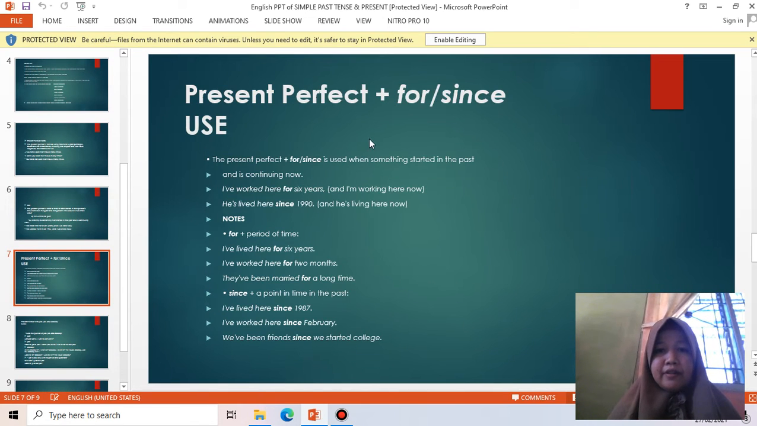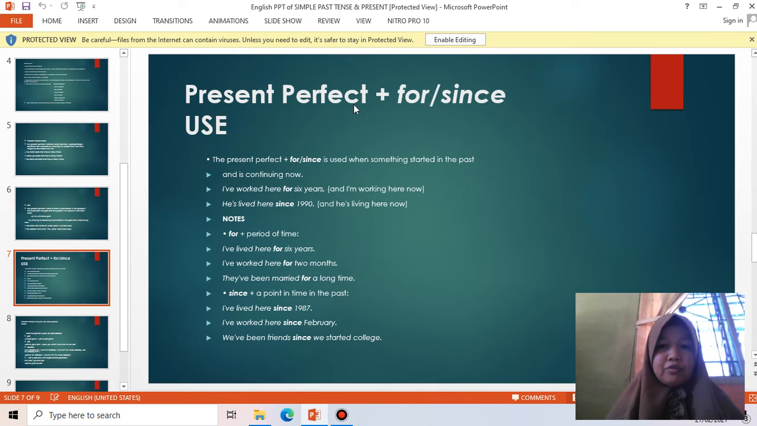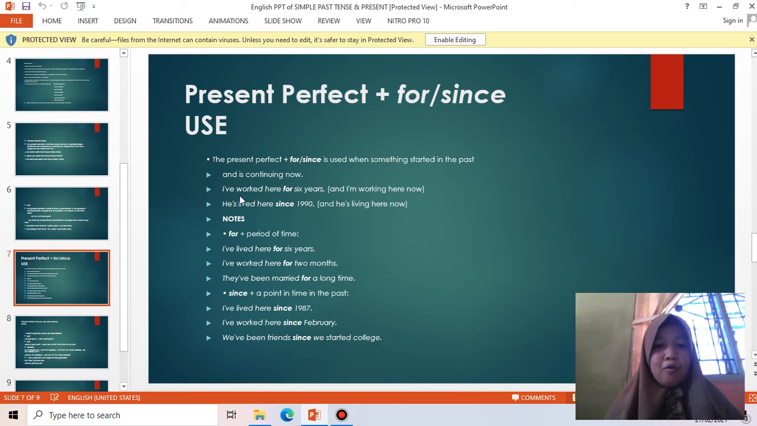Sometimes present perfect tense is used with for and since to explain the time. The present perfect with for or since is used when something started in the past and is continuing now. For example, I've worked here for 6 years. It means I'm working here until now. He's lived here since 1990. It means he has been living there until now.